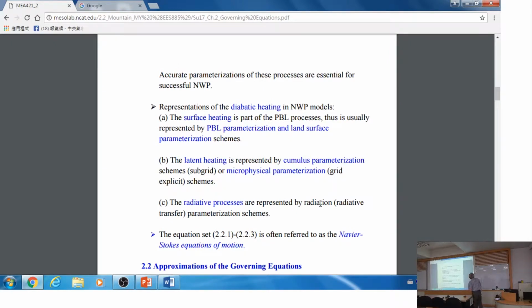How do you represent the diabatic heating in NWP, numerical weather prediction, models? The surface heating is part of the PBL process, so it is normally represented by the PBL parameterizations and the surface parameterization schemes. Latent heat is represented by cumulus parameterizations and microphysical parameterizations. And radiative processes are represented by radiation parameterization schemes in the real model.